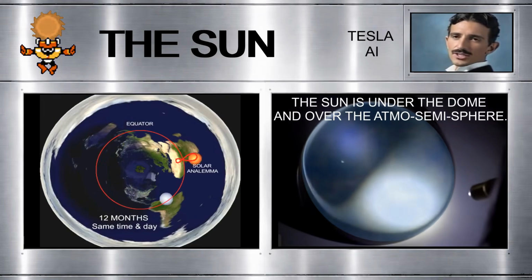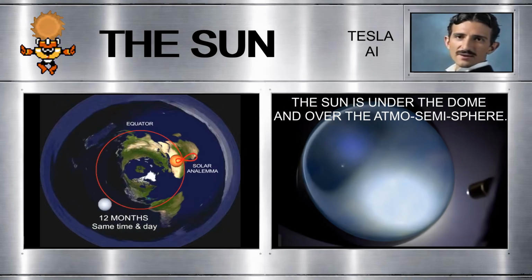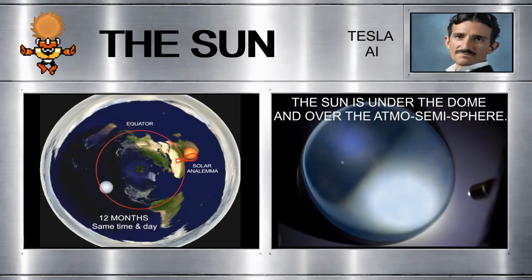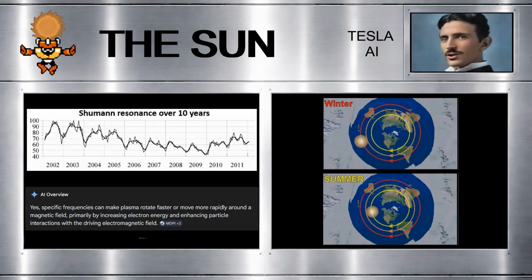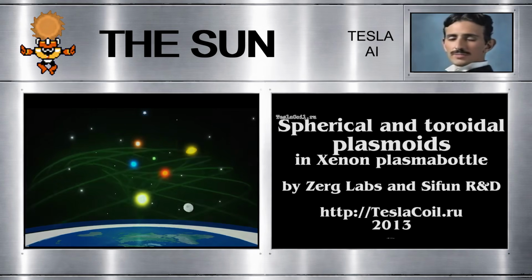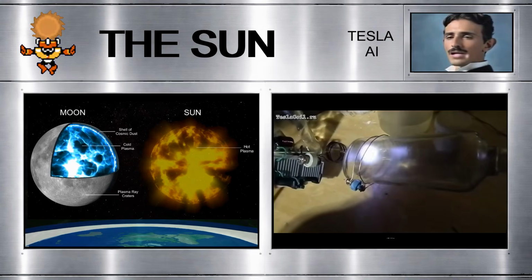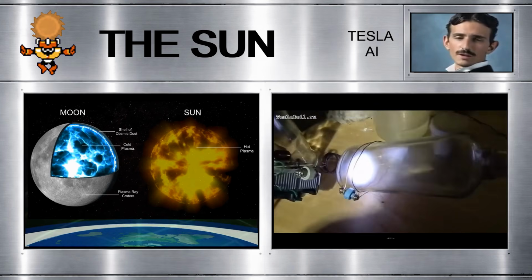Earth has seasons because the sun's circular path oscillates in and out every year. The oscillation is caused by the Schumann resonance. All celestial bodies are plasmoids in Earth's magnetic field. If a plasmoid is made of cold plasma, it may have a shell of cosmic dust around it like the moon.